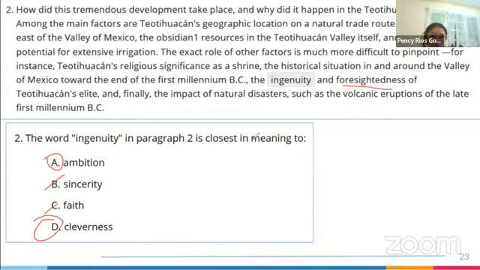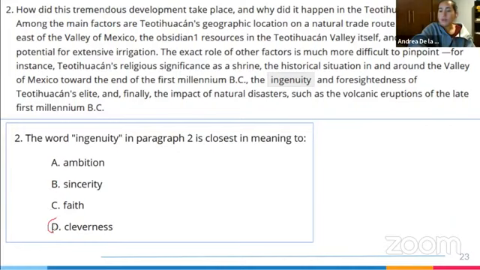Letter D. Letter D, right? Cleverness. So that is actually the right choice, but obviously I won't tell you to do this and you will always know the answer, because there's nothing that you guys can do if you don't know the word. You can see the context and it can help you, but at the end of the day, you will be making guesses, right? There's no certainty here.